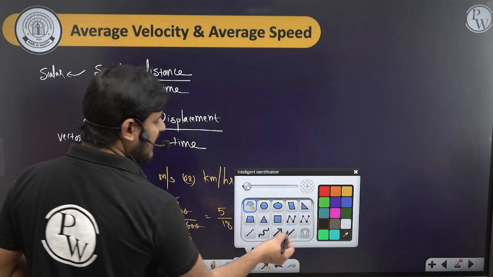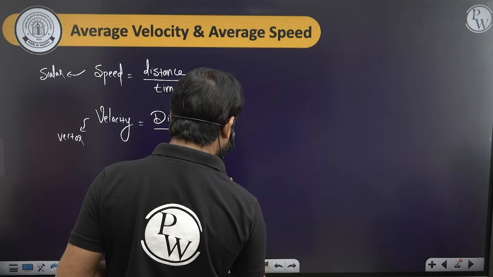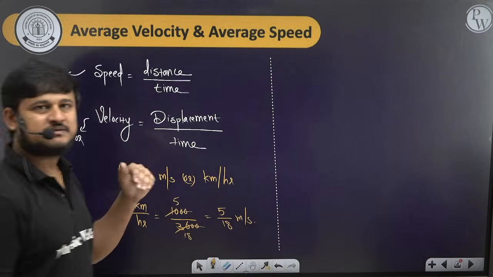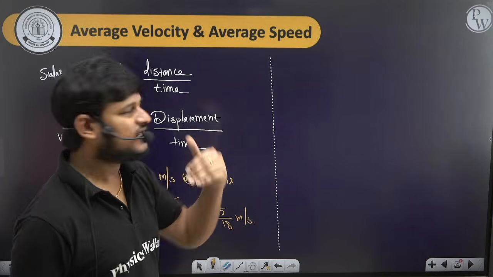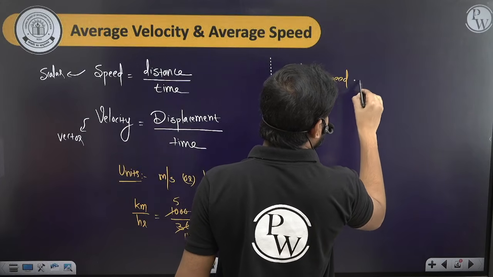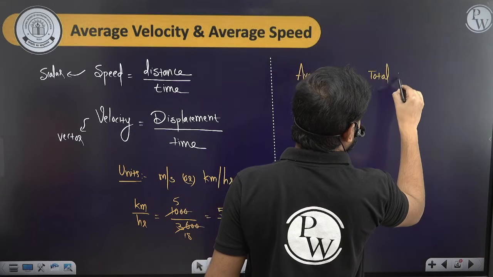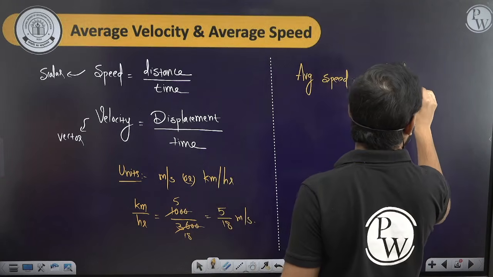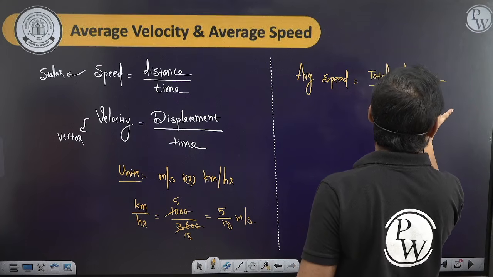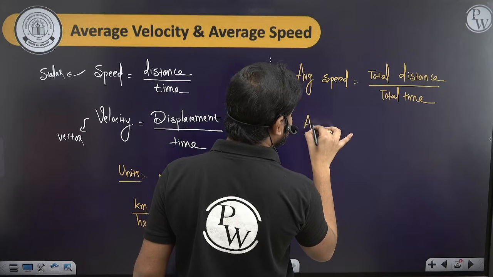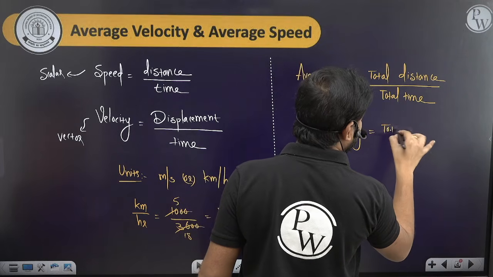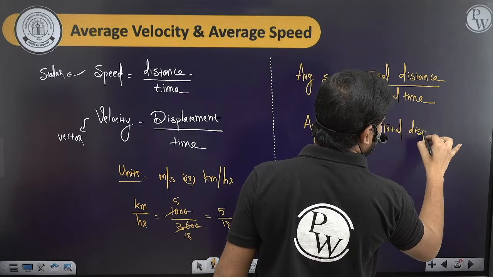Now, the average speed and average velocity. What does it mean by average? Over a period of time. If a body covers some distance in regular intervals, then the average speed will be given by the total distance covered by the total time. Total distance by total time. And what is the average velocity? The average velocity of the body is total displacement by total time.